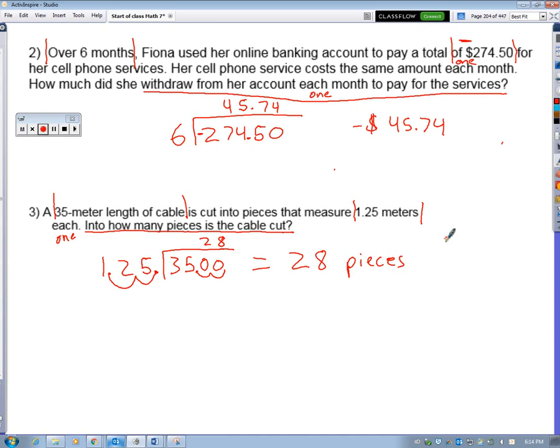Alright, that is how many pieces that we can break that cable into. Check your division on this. If it doesn't work out, let me know. We can go through those.